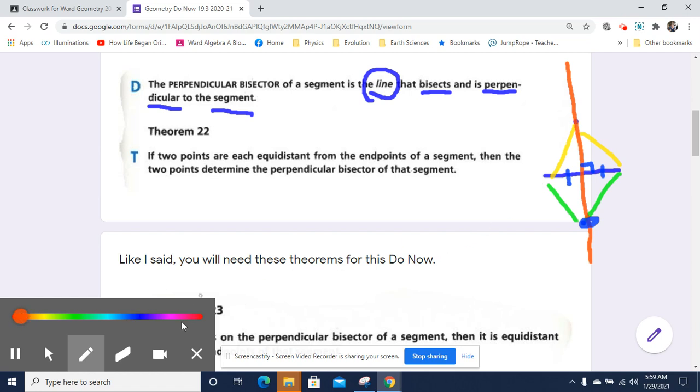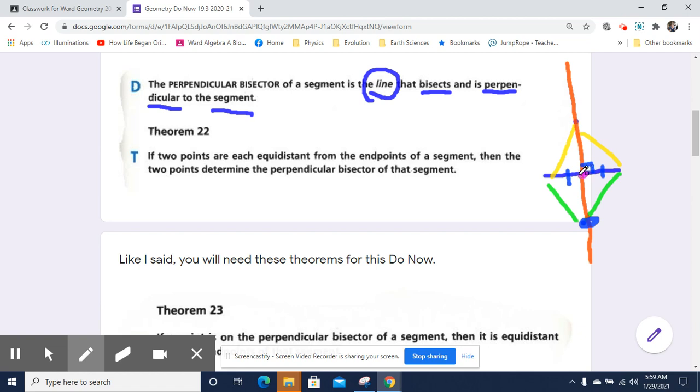By the way, one of the points could have been right here. Let me actually grab a different color for this. One of the points could have been this point. This point happens to be equidistant from the endpoints too. So any pair of those points which happen to be equidistant from these endpoints would work as 2 points to determine a line that is the perpendicular bisector of a segment.